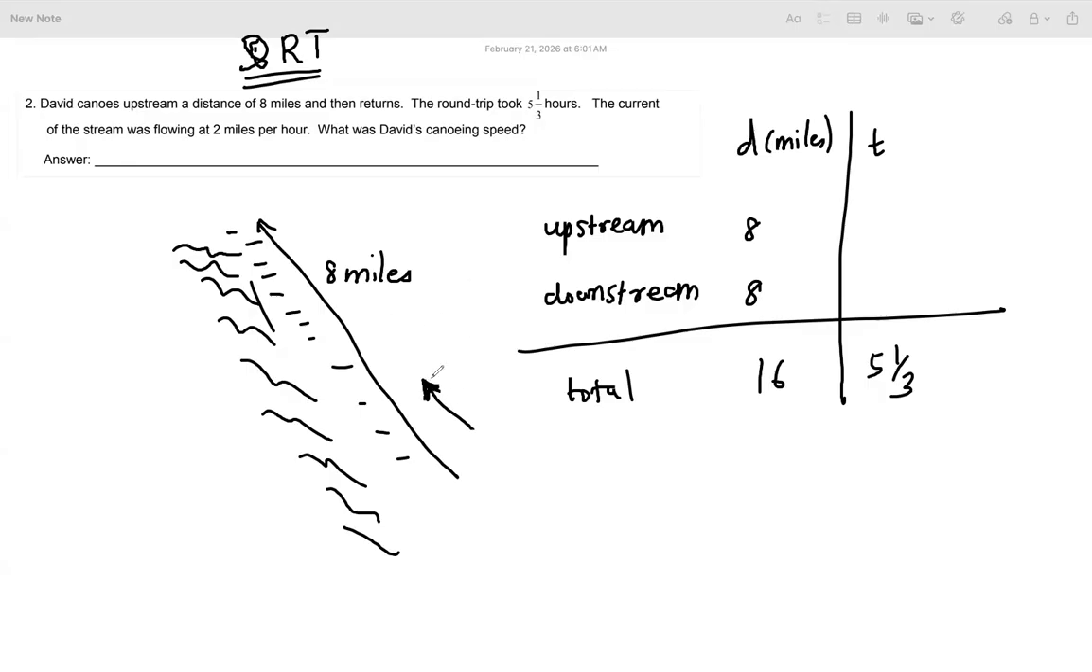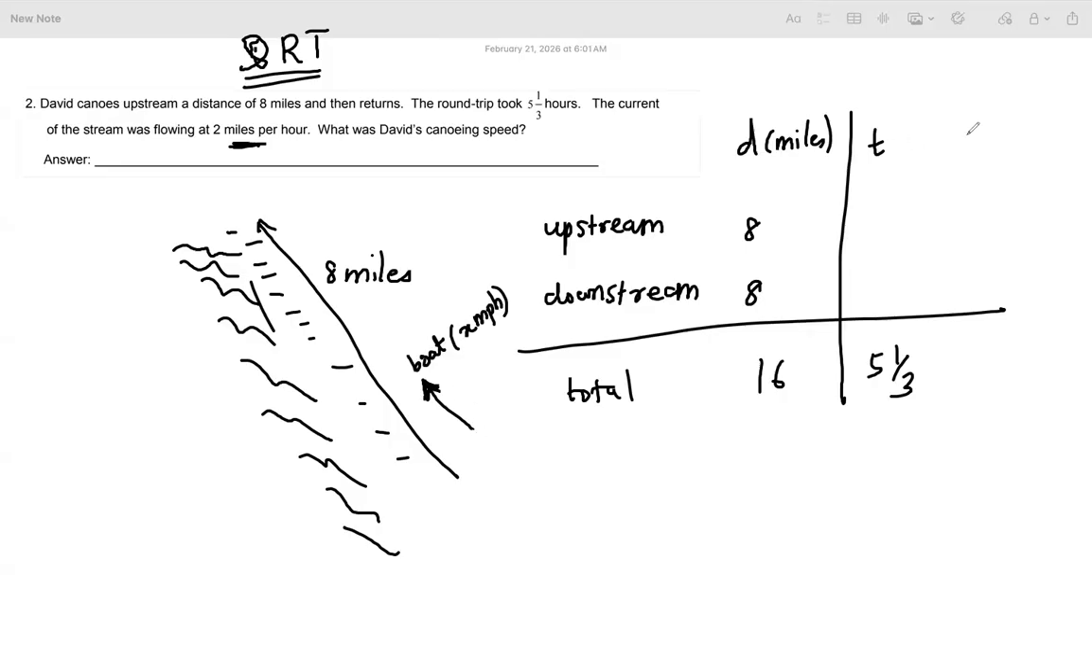So what happens if you go upstream? The boat is going against the water. Let's say here the water speed is 2 miles per hour. Let's say the boat is traveling at x miles per hour. I'm going to assume that the boat is traveling at x miles per hour.